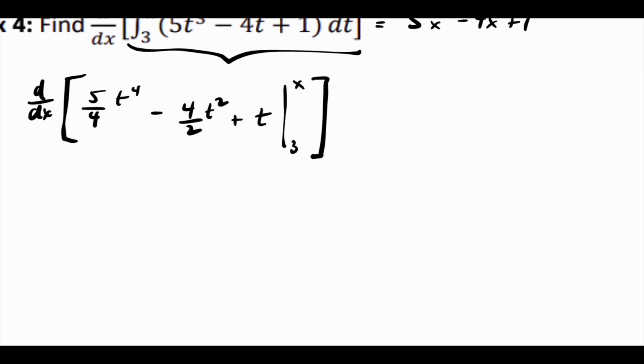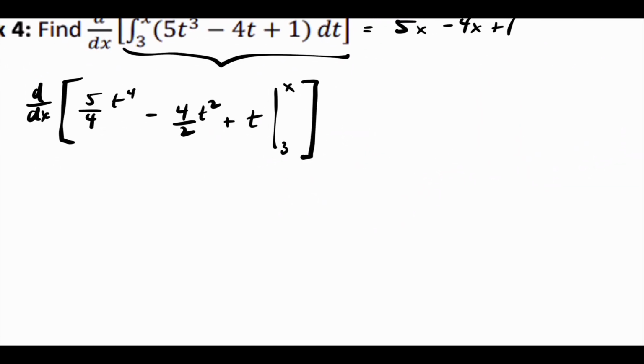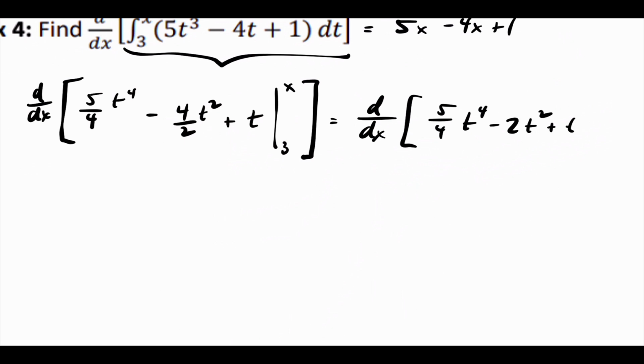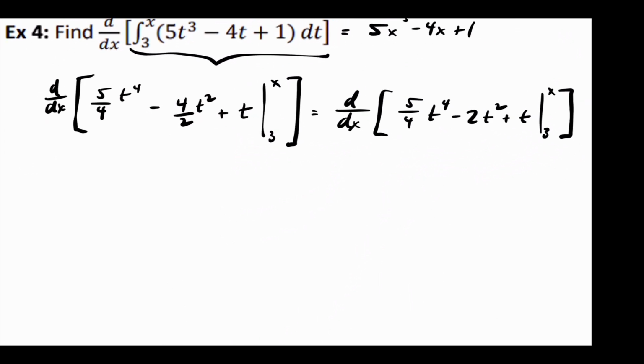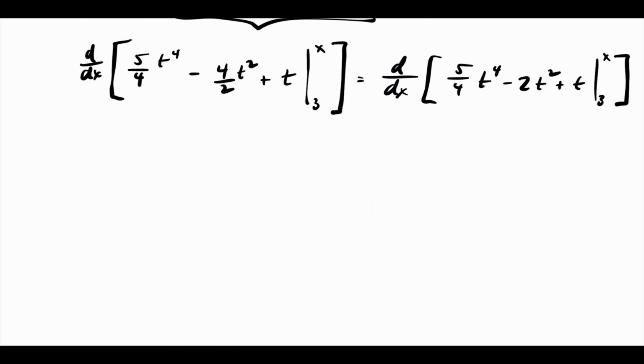Okay. So I get 5/4 t to the fourth minus 2t squared plus t. I'm just cleaning it up a little bit. I'm not doing anything significant. Just rewriting it. So the fundamental theorem, which we've done before, says plug in the top, plug in the bottom, evaluate. Okay, so I'm going to plug in the top. So the first one is x. So I'm going to plug in x everywhere I see a t.